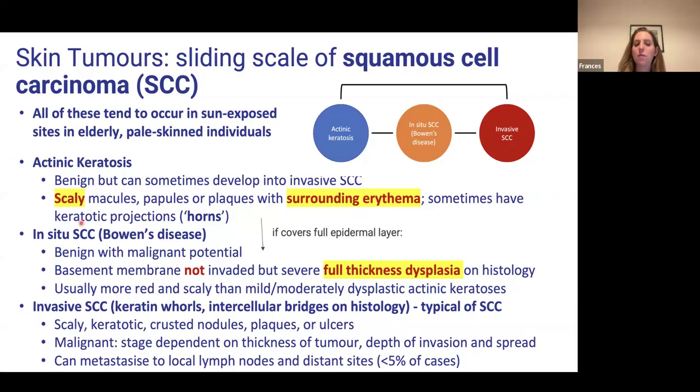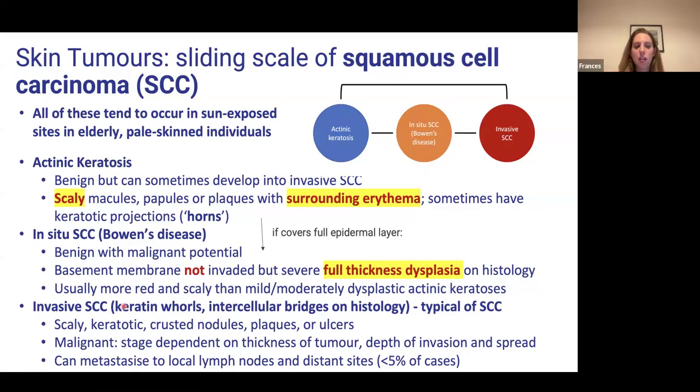And sometimes you have these projections or these horns, which are from keratin. Then once your actinic keratosis has extended to cover the full epidermis, so the full top layer of the skin, then we're talking about in situ SCC or Bowen's disease. In this case, again, it's still benign, but it has malignant potential, so it's still pre-malignant.